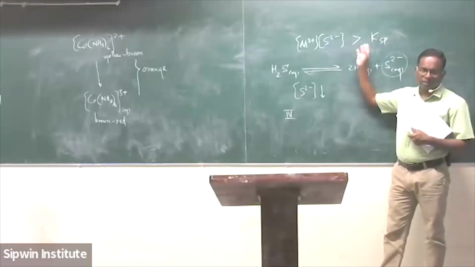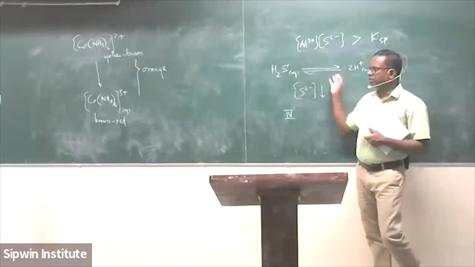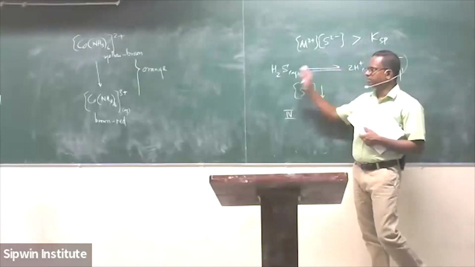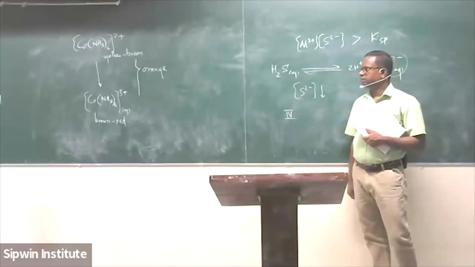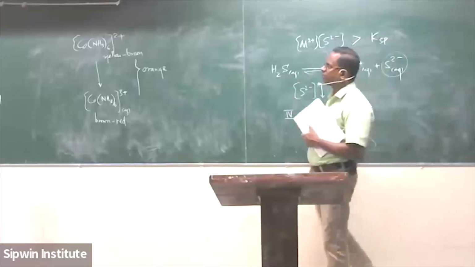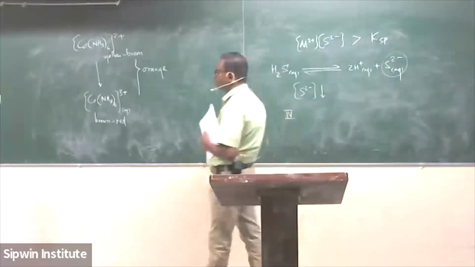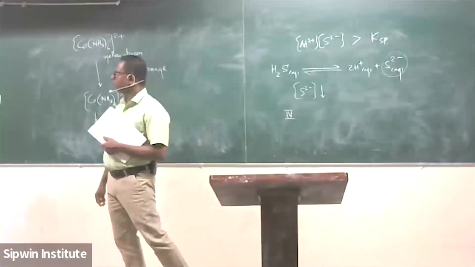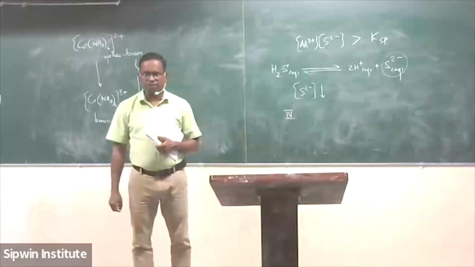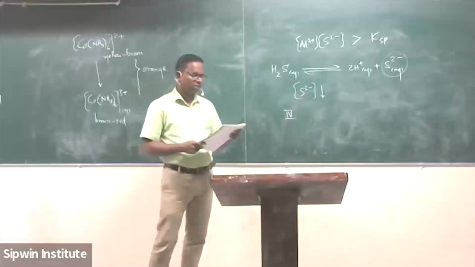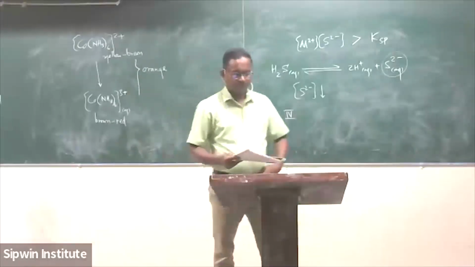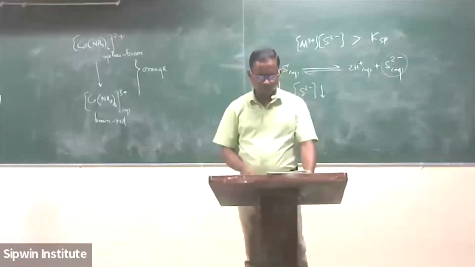Ionic product should be more than Ksp to precipitate. Then with more H plus in the equilibrium, the sulfide concentration is low. Fourth group cations have comparatively high Ksp values, but here under low sulfide ion concentration, it is not possible for them to precipitate. They remain in the solution.